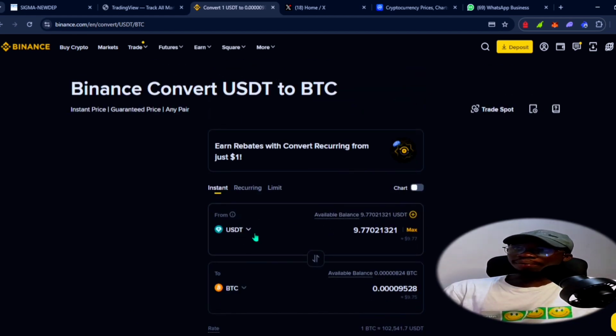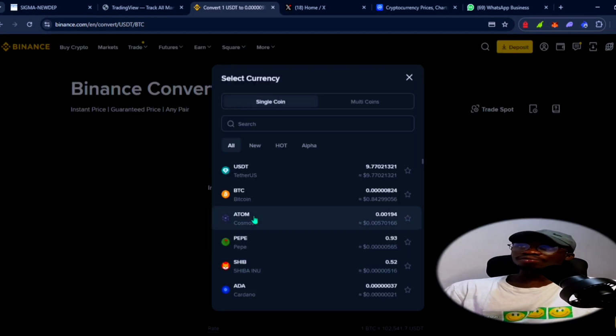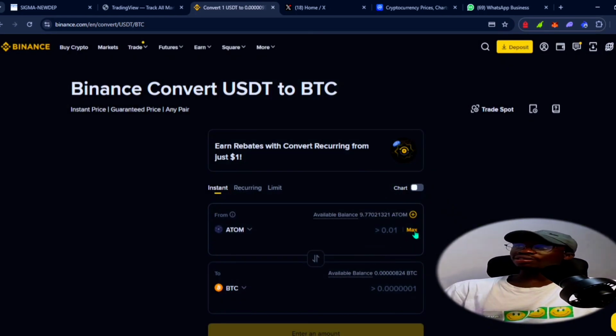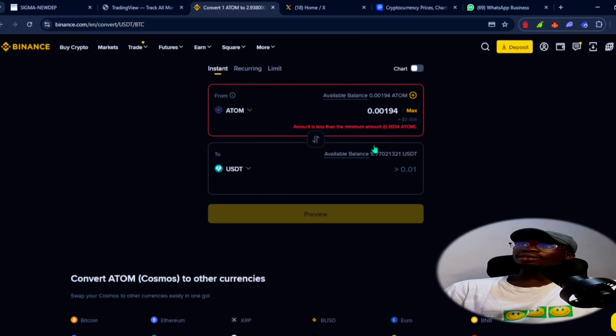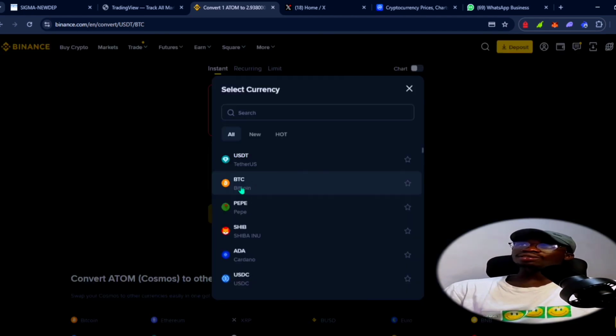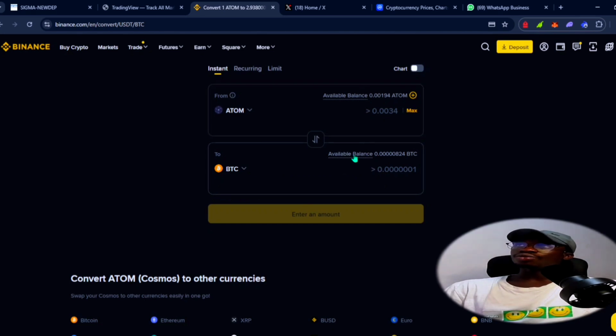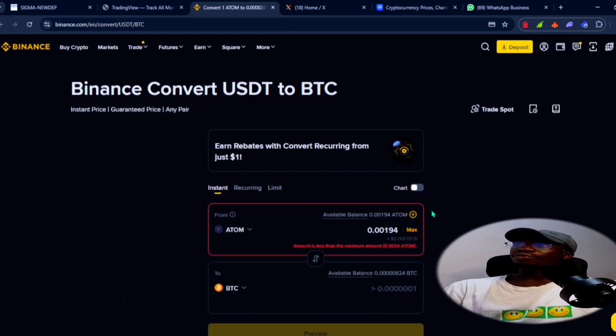However, the thing still applies. Assuming I have another coin and not USDT, which I want to swap, assuming I have the Atom coin and I want to swap it to USDT, I'll click on max right here, and it will show me the equivalent of this in either the USDT or whatever coin I choose from, right? So I click on max, but it's telling me the amount is less than the minimum amount which I can trade with, right?